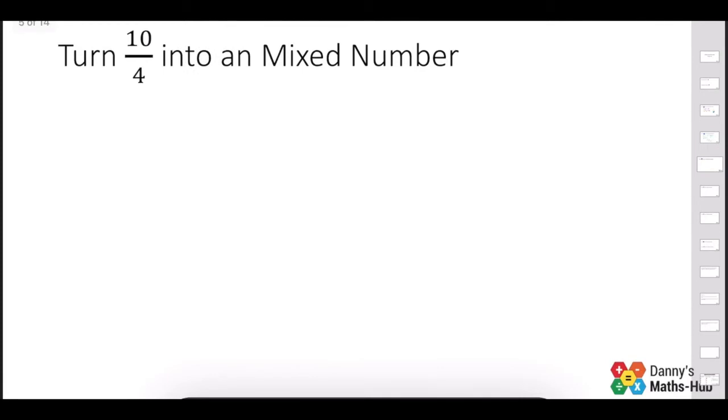Turn 10 over 4 into a mixed number. We're now doing the opposite. We've got an improper fraction, and we know it's an improper fraction because our numerator is bigger than our denominator. And we now want to turn it into a mixed number. Now the way we do this is we work out how many whole numbers there are here, how many integers there are. And we simply do that by working out how many of our denominator goes into our numerator. Remember, denominator is the bottom number, numerator is our top number.